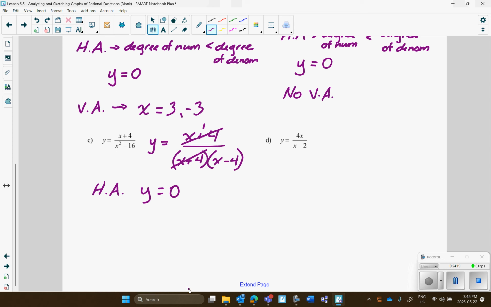Okay, so for the vertical, we know we have a hole at this non-permissible value, x equals negative 4, but do we still have a vertical asymptote? Yeah, there's still one here, because this is still on the bottom. So not only is there a hole at x equals negative 4, there's also a vertical asymptote at x equals positive 4.